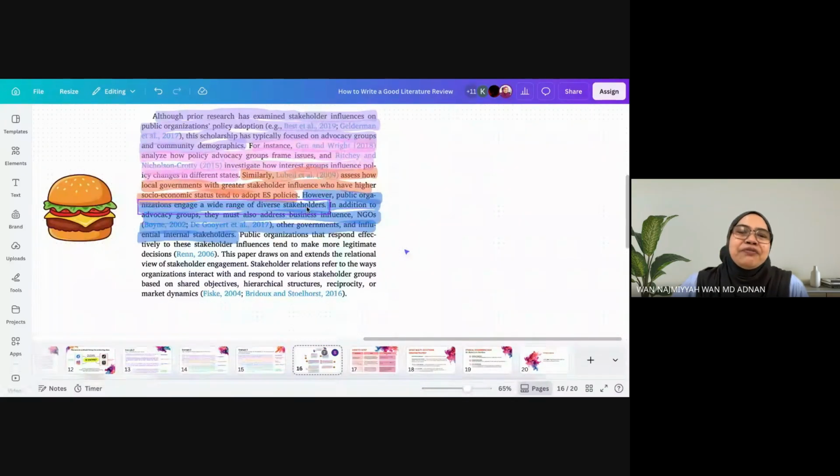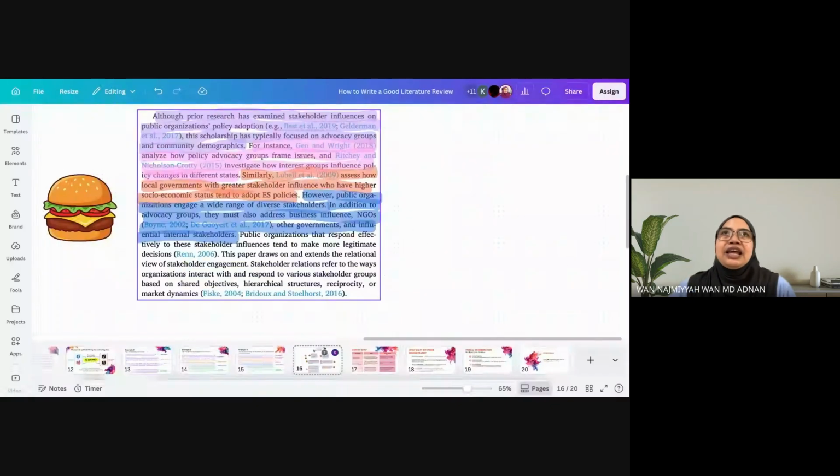So using however means that there is an argument there. And you can see the argument comes not only from one person, from one article, but from two articles. If you want to elaborate further on the same article, yes, you can, but you have to mention the arguments first. So they argue here that public organizations that respond effectively to these stakeholders tend to make more legitimate decisions. This is still in the arguments. So yes, this is still considered the differences, and you can still highlight blue what Rand has said. Okay, now let's take a look at the last sentence, right?